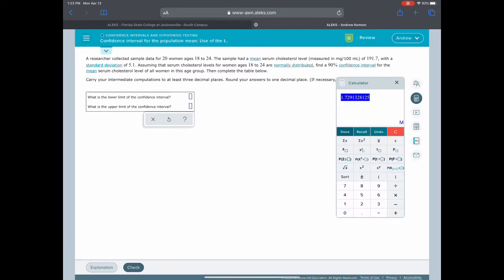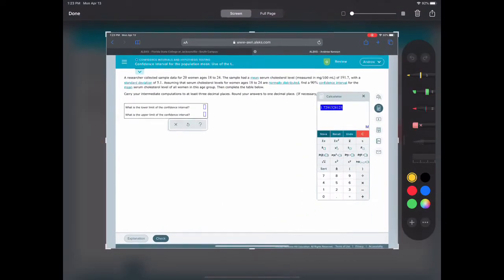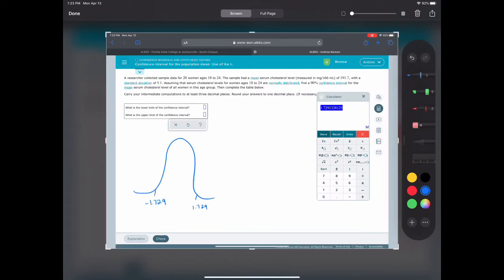So now we have our t-value. We have our curve, and we have the number that we're looking at. It is 1.729 on this side, and this side is going to be the negative of that, since we're talking about the negative side here. And we're going to figure out what our confidence interval is based on that.